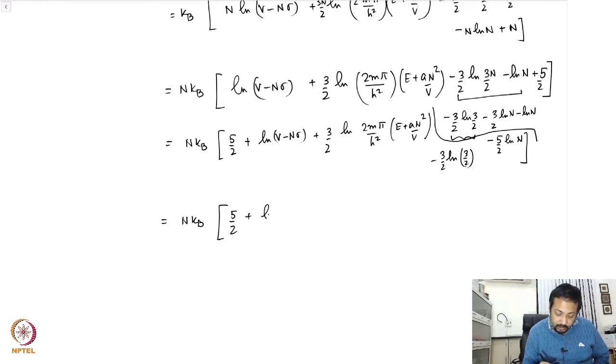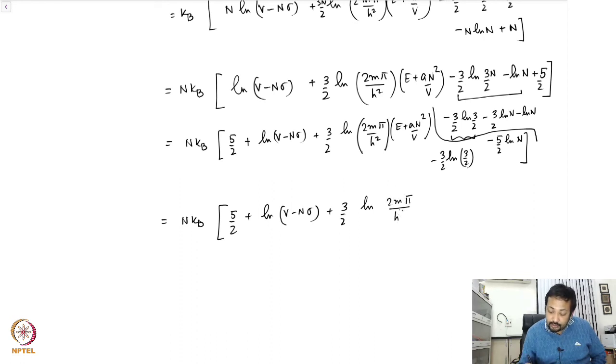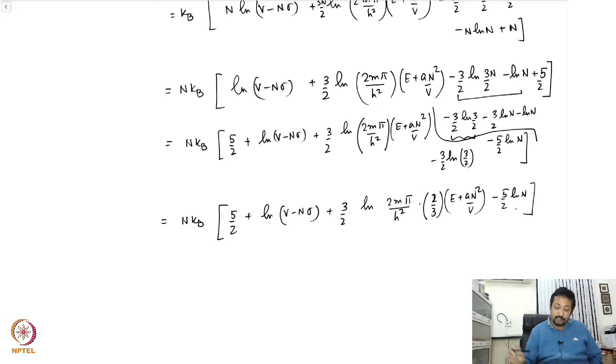5 by 2 ln of V minus n sigma. See, all these minute details are not very necessary because after all you're going to take a derivative with V and E, but nevertheless ln twice m pi over h square. Now you have a 3 by 2 minus 3 by 2 ln 3 by 2. 3 by 2 is common. So essentially you are going to have times 2 by 3, E plus a n square over V minus 5 by 2 ln of n, and this is the answer that you're looking for.